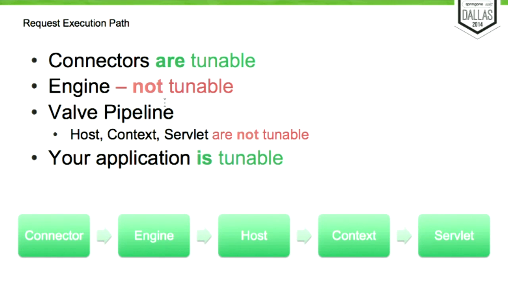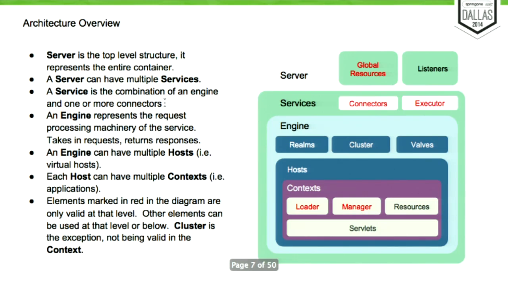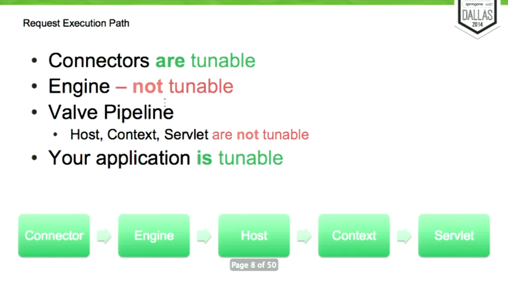Another word on the execution path. When we see this diagram here, you can see the connectors are in the top or outer layer, but it doesn't mean that we execute through every single outer layer. We don't have a concept of having to execute through the server or the services, for example. The outside world's first place to touch Tomcat is the connectors. So the connectors are tunable.